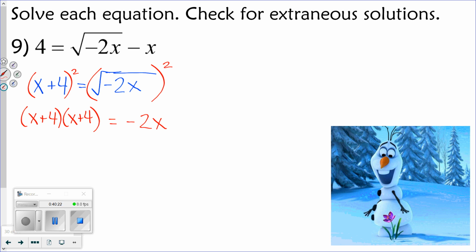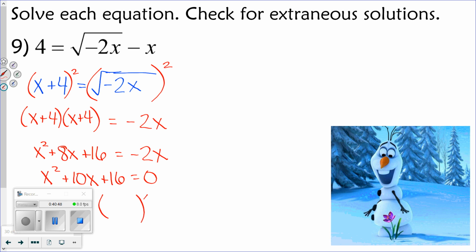All right, x plus 4 times x plus 4 will be x squared plus 8x plus 16. Setting it equal to 0, x squared, add the 2x, gives me 10x. How does that factor? Good. X plus 8, x plus 2. So then x equals -8 and -2.